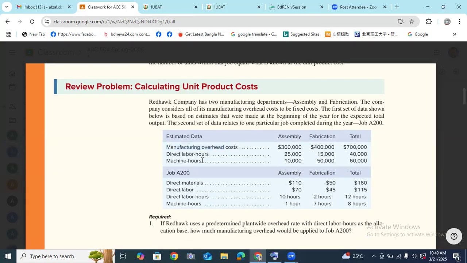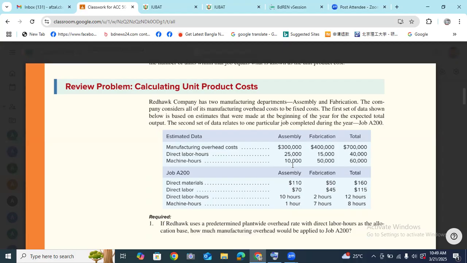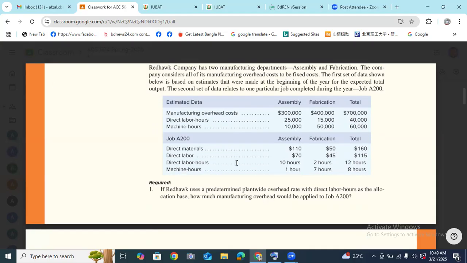Direct labor hours for the assembly department are 25,000 hours and fabrication 15,000 hours, total 40,000 hours. Machine hours are 10,000 for assembling and 50,000 for fabrication, total 60,000. Okay. So this is estimated data, that means planned data. Now come to job A200, the specific job.